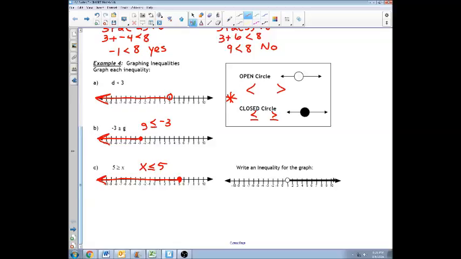Okay. The last one here is write an inequality for your graph. Here, we have the graph. So now instead of them giving us the inequality, we're going to look at the graph and say what the inequality should be. I'm going to use x as my variable. As you can tell, the arrow is pointing to the right, so x is going to be greater than. Now, is that an open circle or a closed circle? In this case, that is an open circle, so it will just be greater than. And then what is the number that my circle is at? It is 1. So my inequality is x is greater than 1.